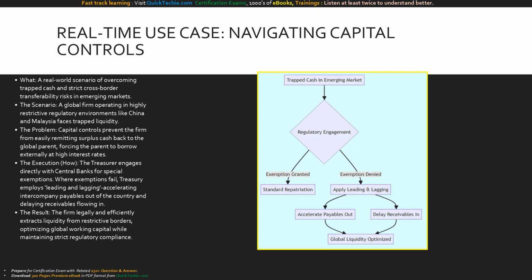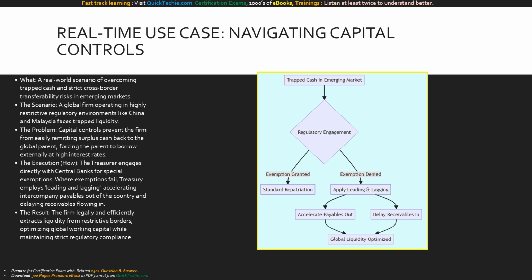What happens when your cash is trapped? Consider a global firm operating in emerging markets like China and Malaysia. The problem is severe. Strict capital controls create transferability risk. The local subsidiary is generating massive cash surpluses, but regulations prevent wiring those funds back to the global parent. Consequently, the parent company is forced to borrow externally at high interest rates just to fund operations.